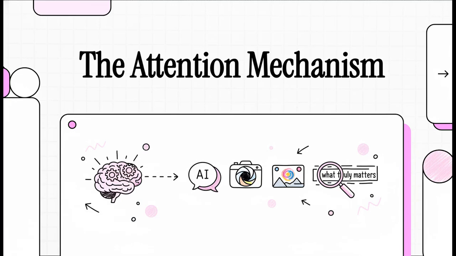Pretty much every piece of modern AI. We're talking ChatGPT, image generators, you name it. It all runs on one single revolutionary idea. It's a concept called the attention mechanism. And it's basically how we taught machines not just to read data, but to actually focus on what really matters.